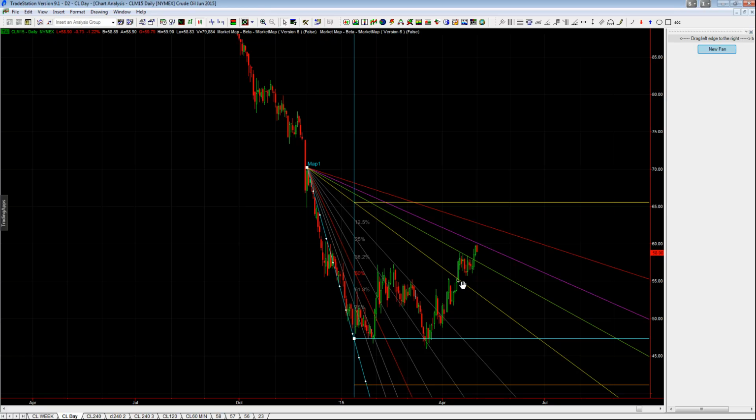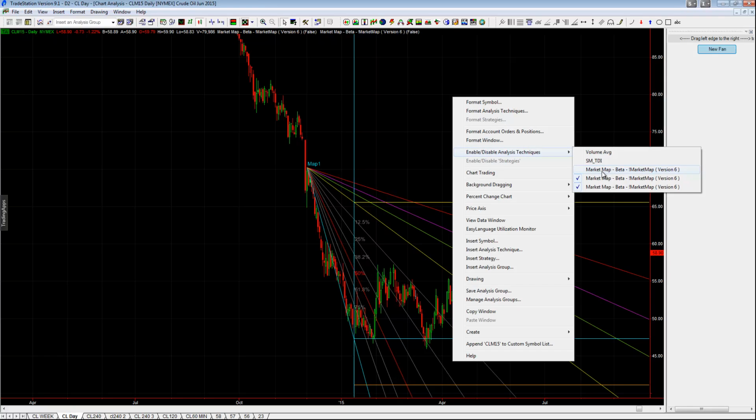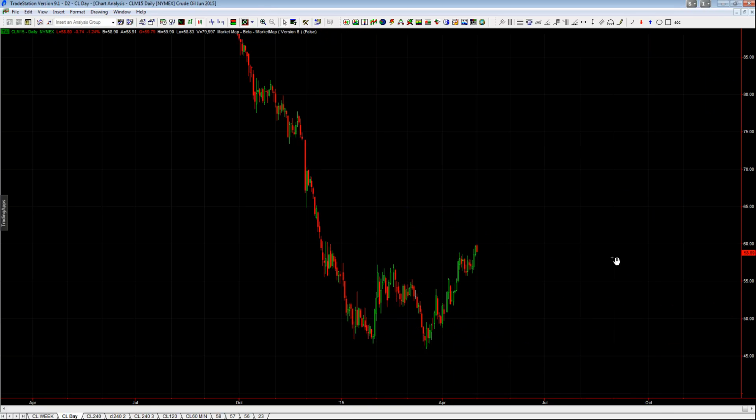Same here. We got to the half angle of the velocity of the move down. We got to the 2.5 angle, and we were into the third angle. So we've got a stopping point there. So if I just take that off, that's one point of confluence.